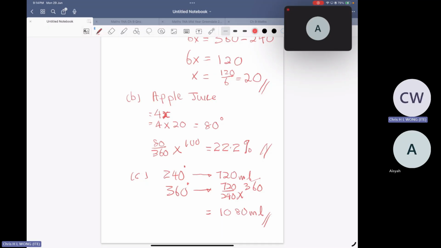Easy. Very good. The more you do, the easier it gets, right? You agree or not? Because the percentage, degree, everything comes to you, no? The more you do, the easier it gets.